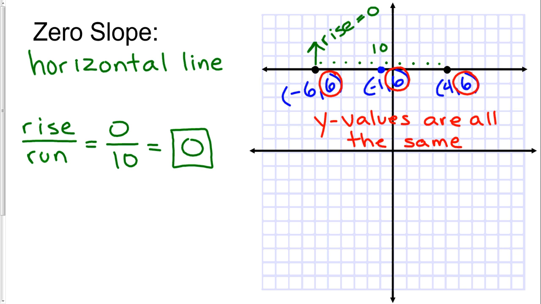So the equation for this line would be y equals 6. Whenever you have a line with zero slope, or a horizontal line, the equation is always y equals whatever value is found on that line. So in this case, we found a y value of 6 at every point. So the equation was y equals 6.